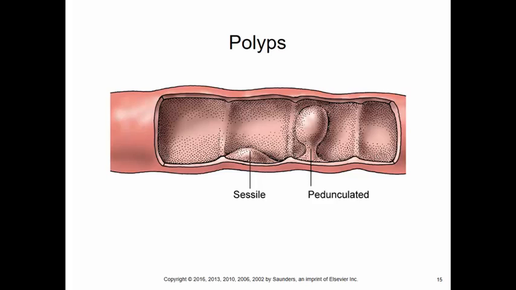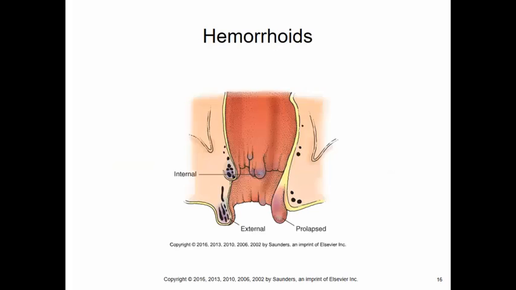Sessile polyps are on the left and kind of just look more like a bump. An example of those are villous adenomas, and those have that more broad base. Generally, these are going to be removed during colonoscopies and biopsies, but they can cause obstruction.